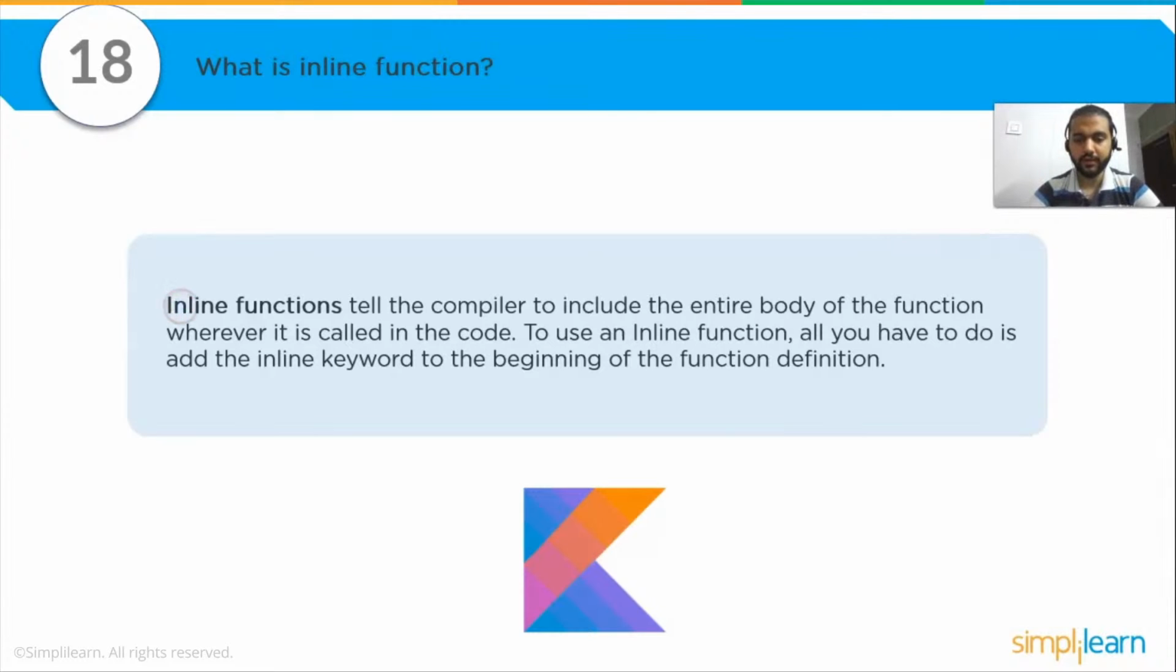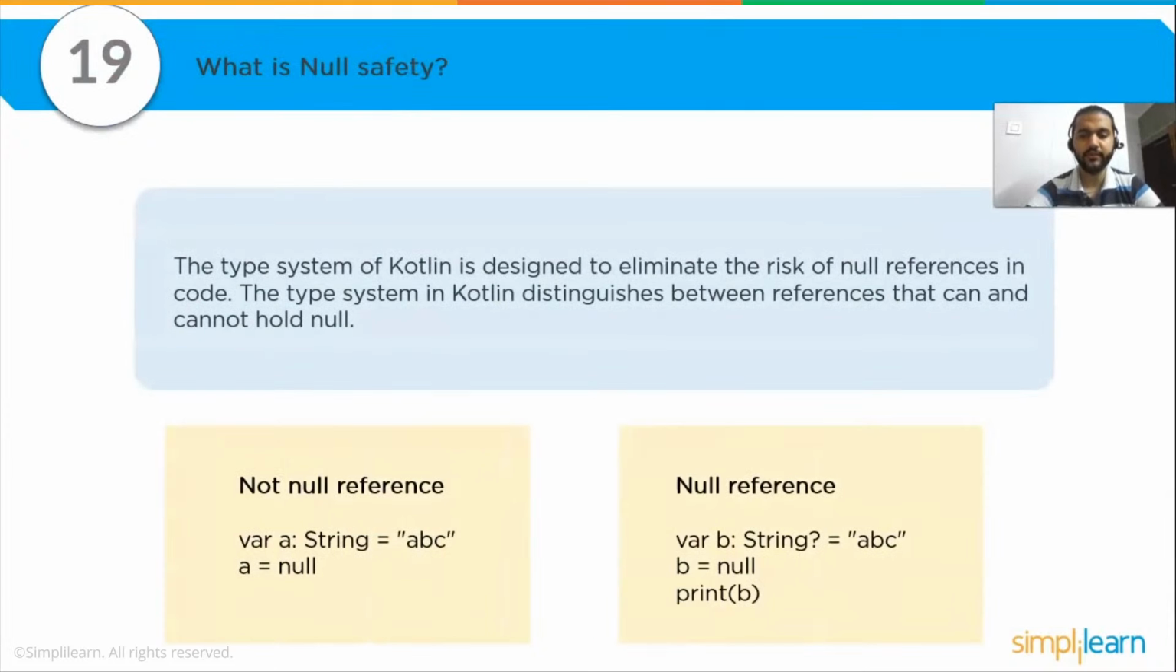Now coming to what is null safety. So null safety is a very important feature. The type system of Kotlin is designed to eliminate the risk of null references in code. The type system in Kotlin distinguishes between the references that can and cannot hold null. So here's an example of a not null reference which will show you a compiler error. So this is the example, string equals ABC. After that, the other is the example of a null reference where we have used the question mark as we have discussed previously. Because to allow a variable to hold null, we have to declare the variable as nullable string with question mark.